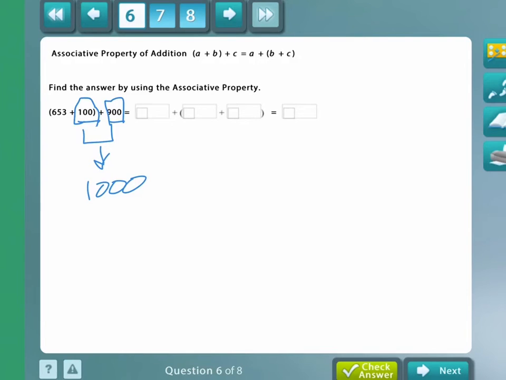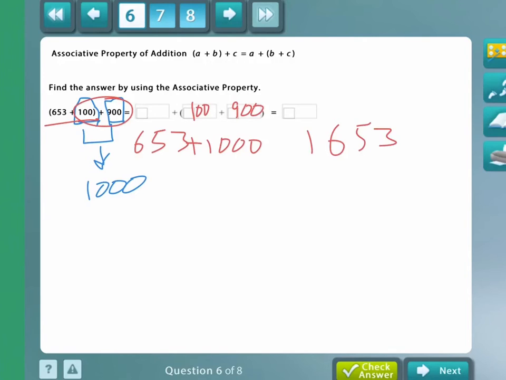Okay, so they're asking us to use the associative property, so we're going to regroup. Instead of adding 653 and 100, I'm going to go ahead and regroup it here. I'm going to add the 100 and the 900 here to give me 1,000. So that ends up being 1,000 plus 653, and that gives us a total of 1,653. So I'm just changing the grouping of the addends.